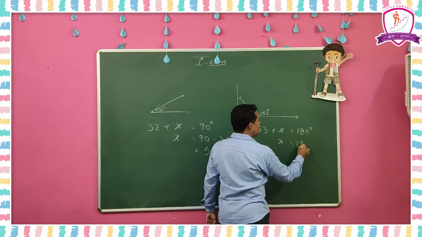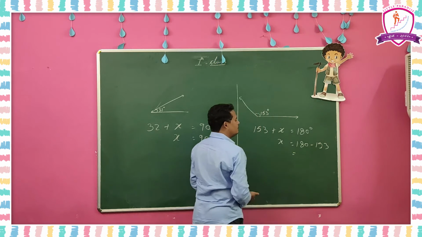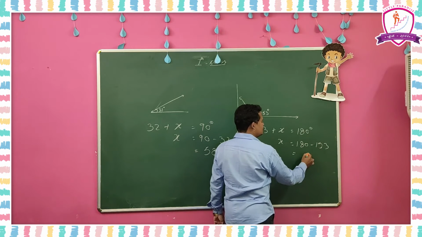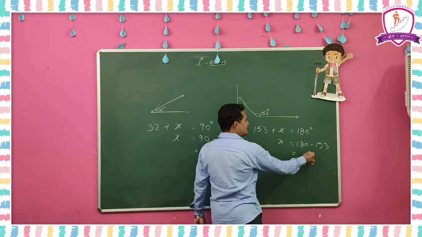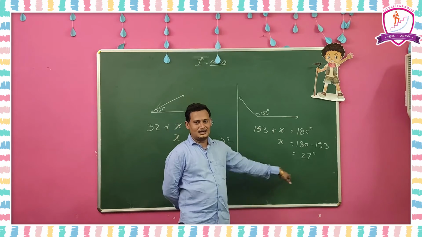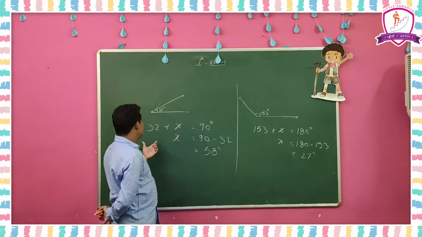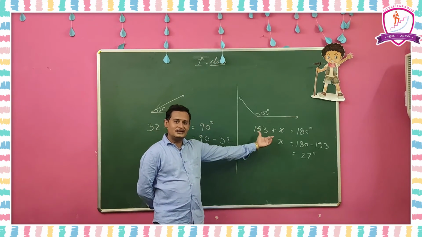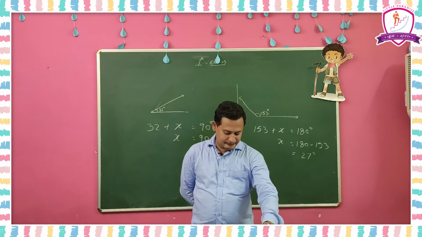So x is equal to 180 degrees minus 153. 10 minus 3, 7, 7 minus 5, 2. So 27 degrees. 27 is the supplement for 153. You have to write the statement there. Understood? Like this you have to find the complementary angles. What is the complement for the given angle? What is the supplement for the given angle? You can find the angles like this.